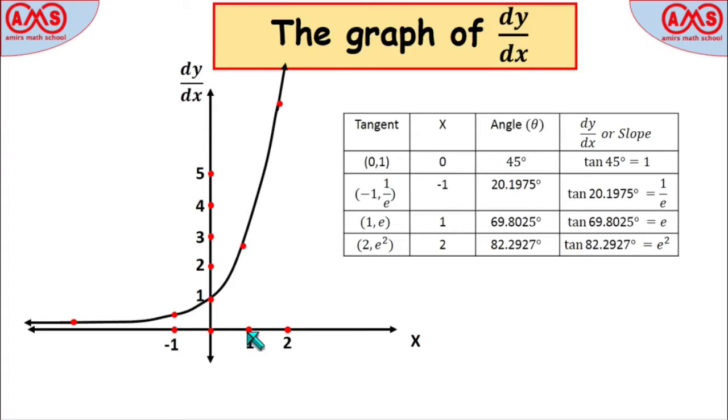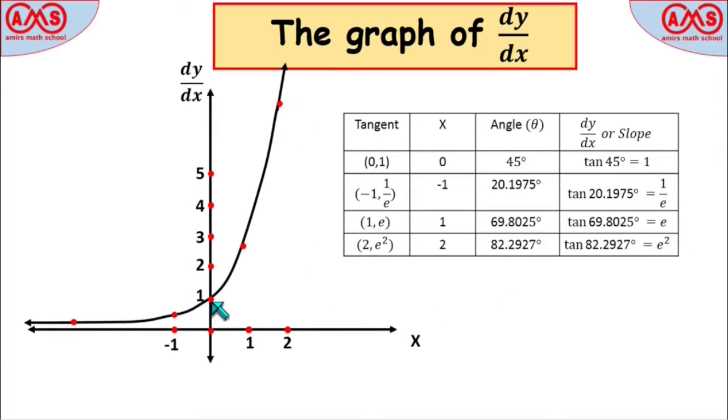For x equal to 1, the value of dy by dx, that is the slope of the tangent at this point, is e. So we get this point, that is (1, e). Finally, at this point 2, that is (2, e squared), the value of x is 2, and at this point the value of dy by dx, that is the slope of tangent, is e squared. So we get this point, that is (2, e squared).